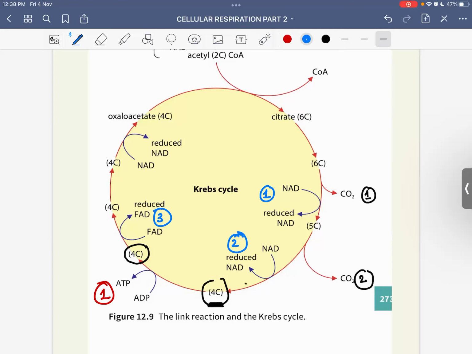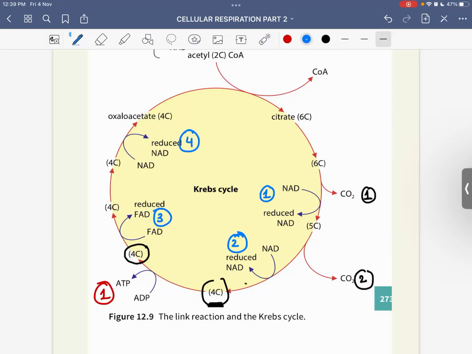How many decarboxylations up till now? 2. Decarboxylation is in black color. हाँ और dehydrogenation blue color में है और ATP को मैंने red color में किया है. फिर उसके बाद एक और dehydrogenation हो रही है. 4. Okay. So in total we have 4 dehydrogenations, 2 decarboxylations and 1 ATP formation.